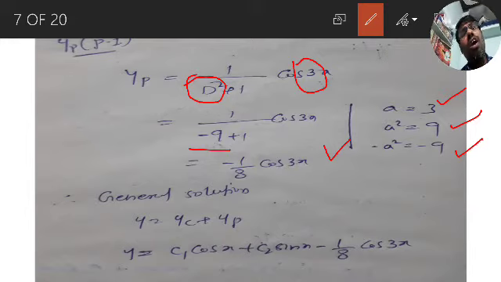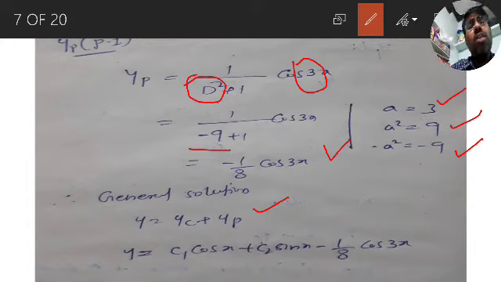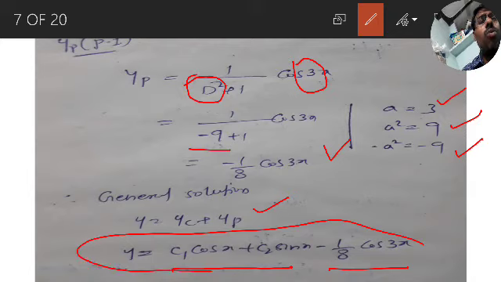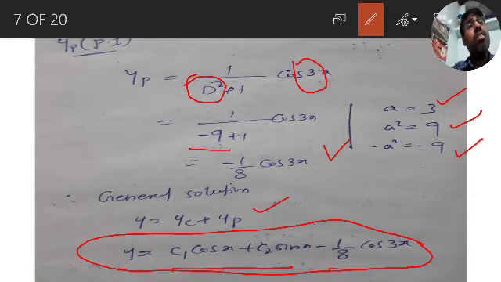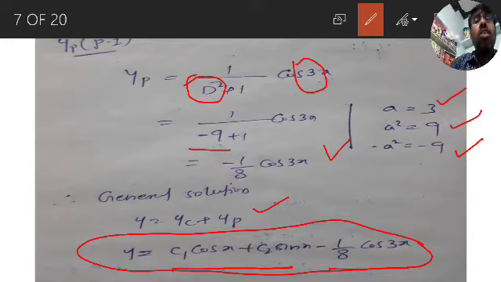Now you are able to find yc and also yp. What is yc? We got c1 cos x plus c2 sin x. Now we got yp, minus 1 by 8 into cos 3x. Therefore the general solution is y is equal to yc plus yp, that is c1 cos x plus c2 sin x minus 1 by 8 into cos 3x. So this is the general solution when the right hand side is cos x or sin x. This is the general solution of the second problem.